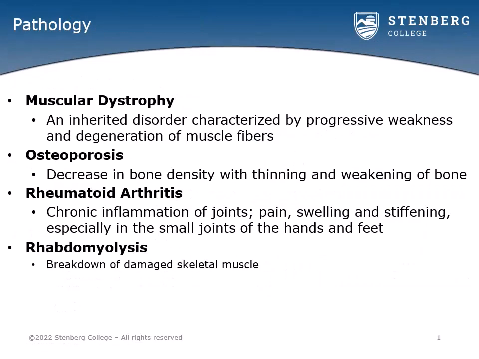Muscular dystrophy is an inherited condition that causes progressive weakness and degeneration of muscle fibers. Osteoporosis refers to a decrease in bone density, which thins and weakens bone structure, while rheumatoid arthritis is chronic inflammation of the joints, causing pain and swelling. Lastly, rhabdomyolysis is the breakdown of damaged skeletal muscles.